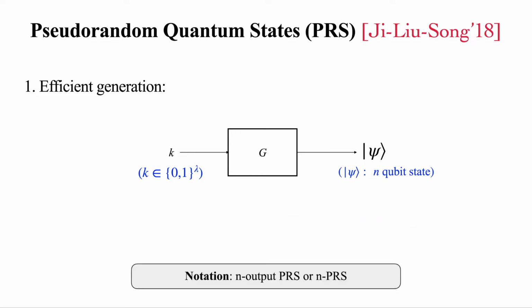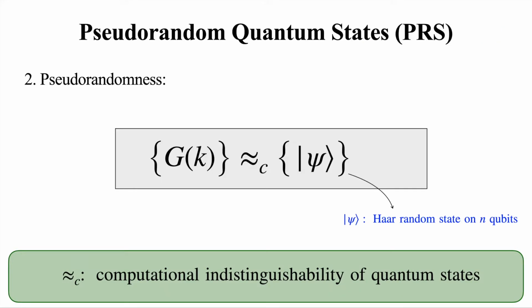We use the notation n output PRS or n PRS to denote a PRS scheme where the output length is n. The second property we require is the pseudorandomness property. In the simplest case, what we require is that the output of a pseudorandom state generator on a randomly chosen key should be computationally indistinguishable from a Haar-random state on n qubits. So this is the simplest case, but in many cases, this sort of notion does not suffice.